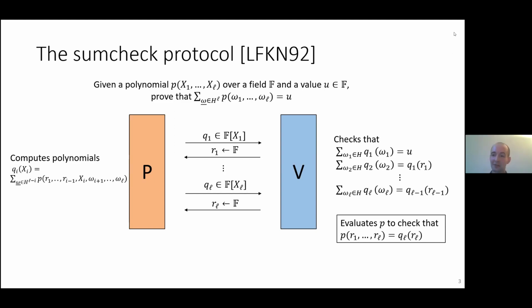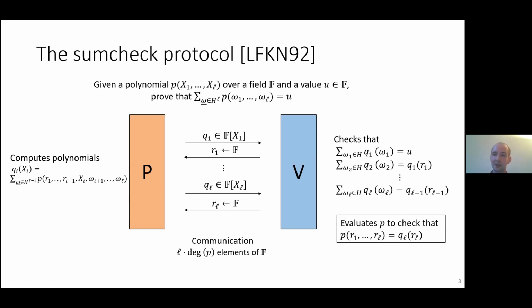At the very end of the protocol, the verifier can perform one last evaluation of the original public polynomial at a random point, and then check that this evaluation is equal to some other value that they already know. So the sum check protocol is useful for reducing the task of checking this big sum of polynomial evaluations to checking just one single polynomial evaluation, which is much cheaper.